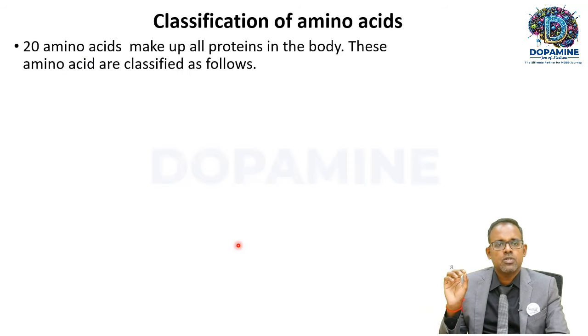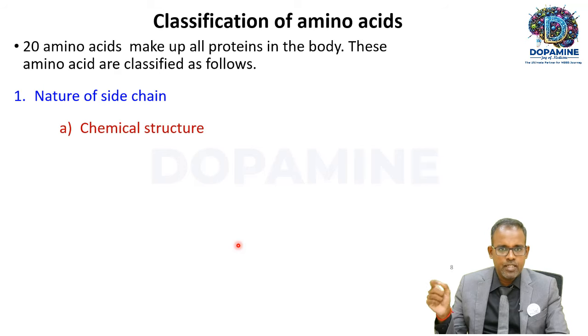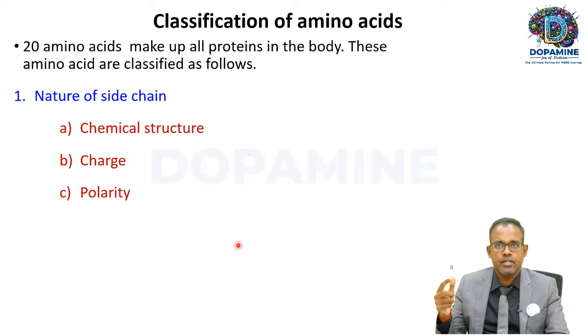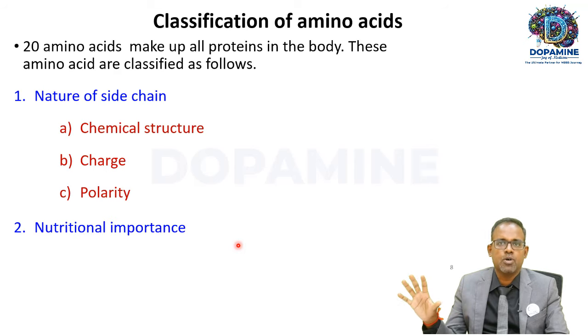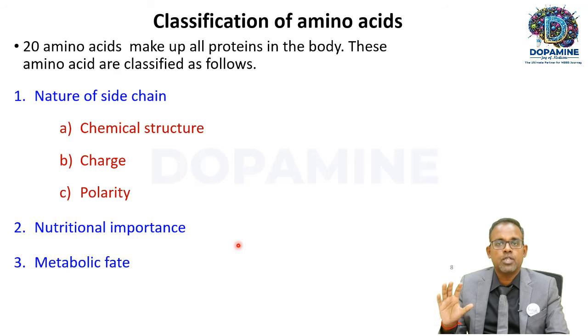So 20 amino acids make up all proteins in the body, and these amino acids are classified based upon the nature of the side chain, either based on the chemical structure itself, or based on the charge as charged and non-charged amino acids, or based on the polarity as polar and non-polar amino acids. Then based upon the nutritional importance, and based upon the metabolic fate of the amino acid when they break down in the cell. This is how amino acids can be classified: nature of the side chain, nutritional importance, and metabolic fate.